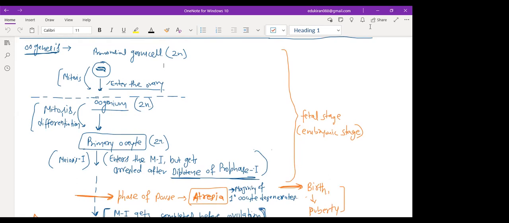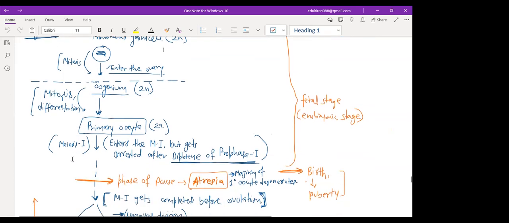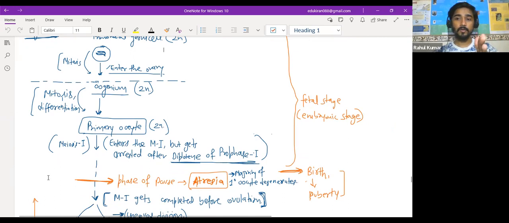Oogenesis means the formation of female reproductive cells. In human females, gametogenesis, that is oogenesis, starts at the embryonic stage. The primordial germ cells undergo mitosis and change to oogonium. Oogonium divides mitotically and produces primary oocyte, and it gets arrested. After reaching puberty, the primary oocyte enters M1. You have to tell that it starts meiosis and then it gets arrested. It enters the M1 cycle but does not complete it. It gets arrested at prophase 1.